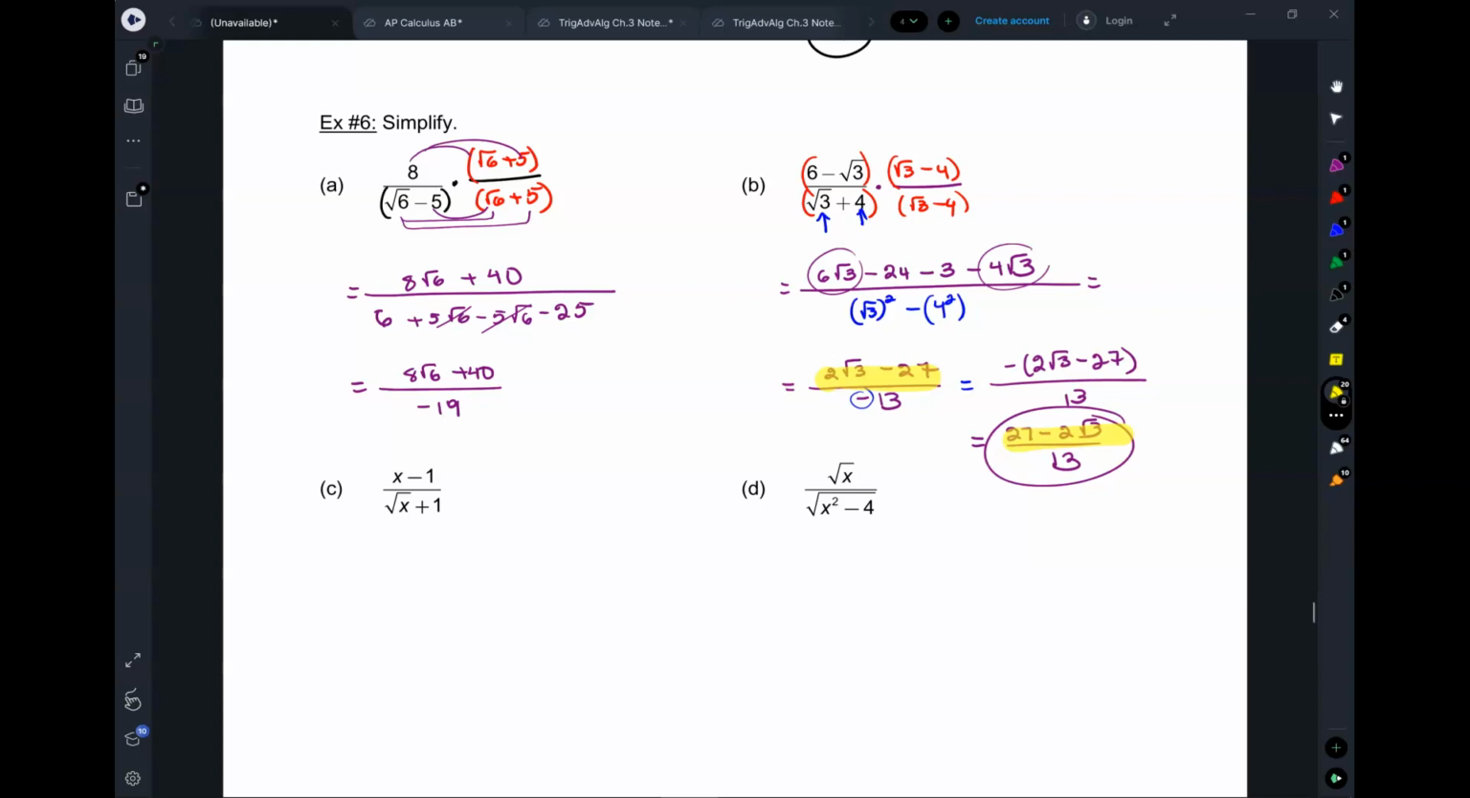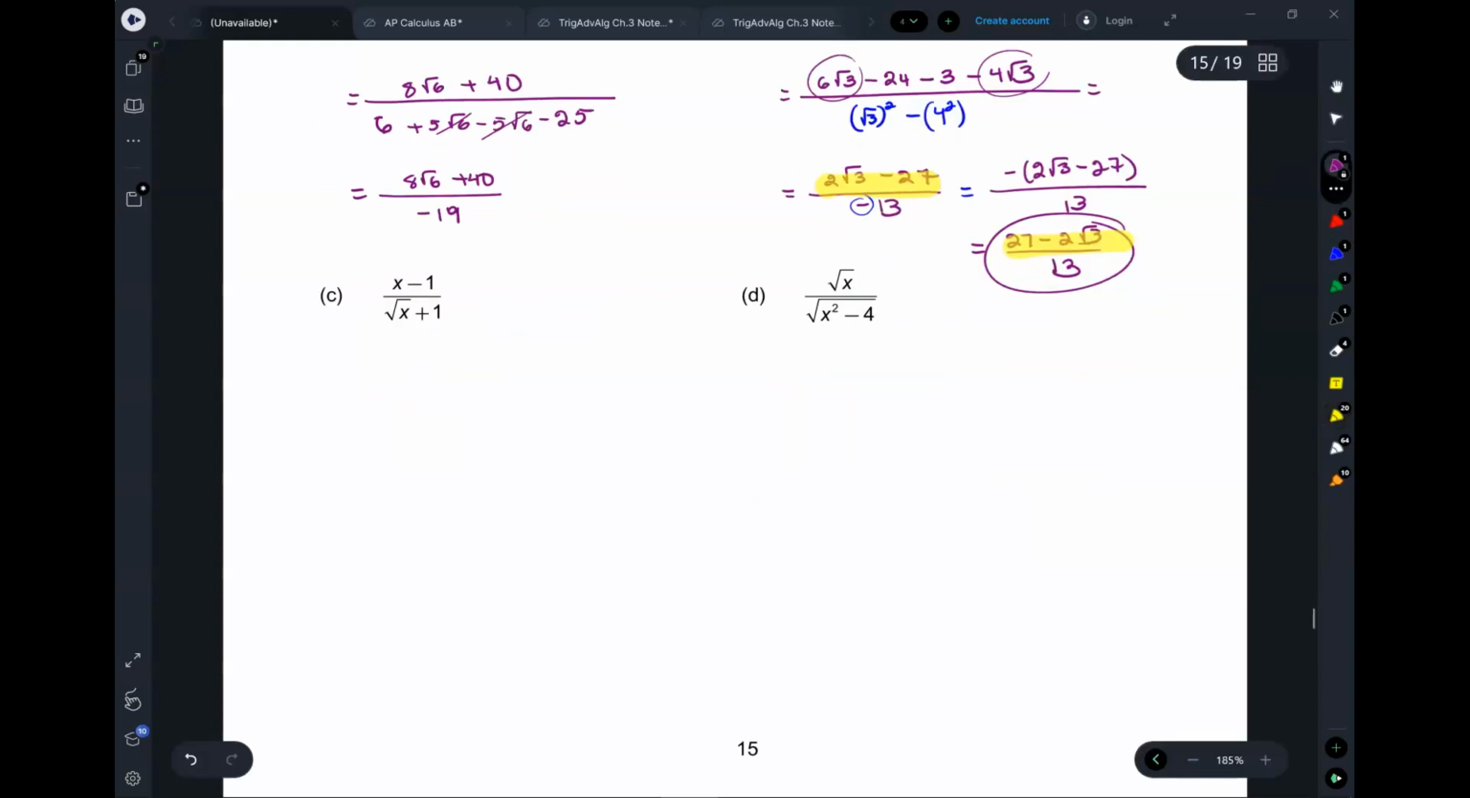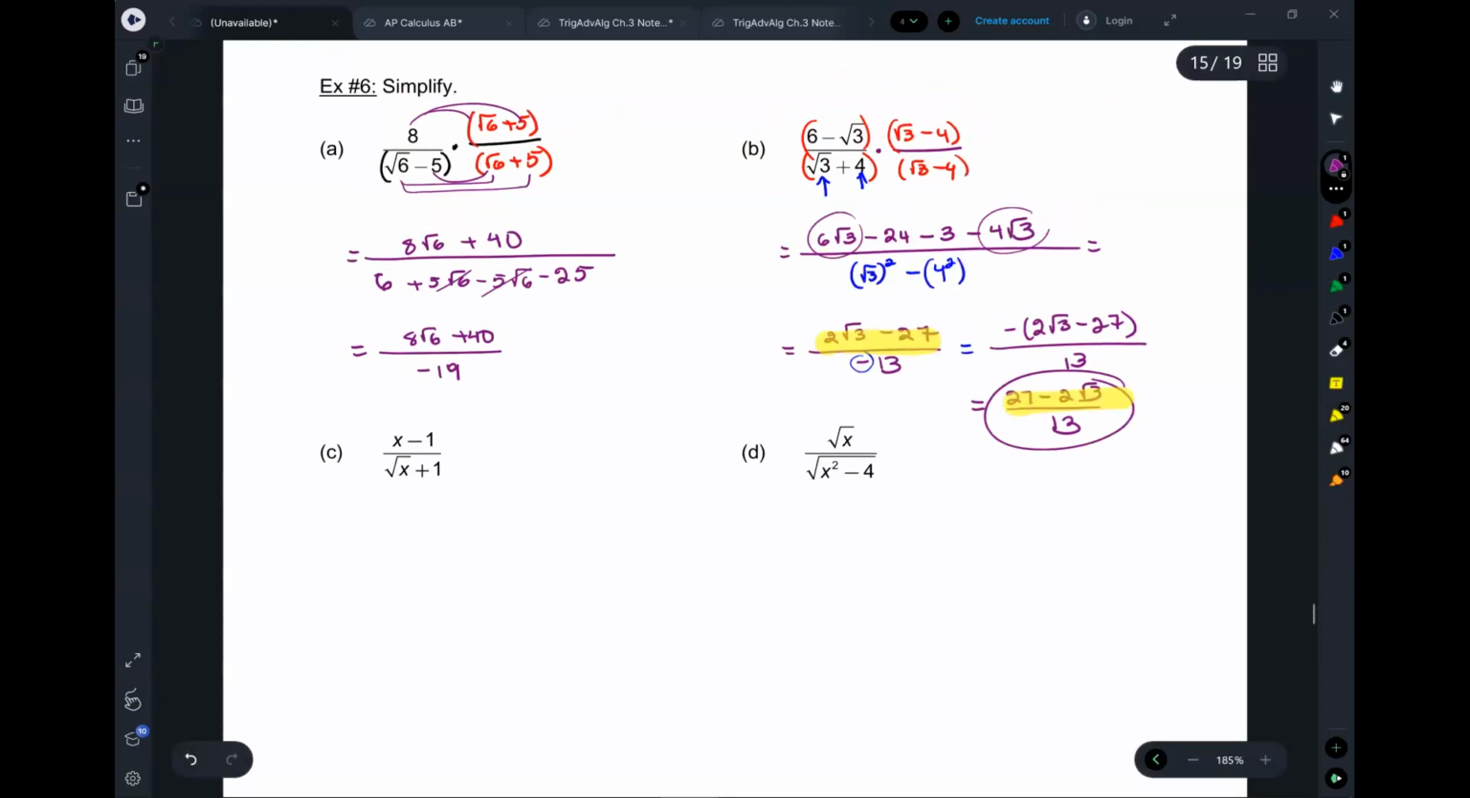Isn't it like negative root 3 times negative 4? So why is it not plus? Oh, shoot, that was a plus. Thank you. Sorry, this was a plus, so then what would this be? 10 root 3. Thank you. All right.